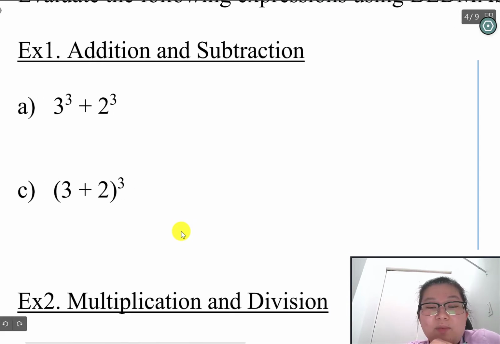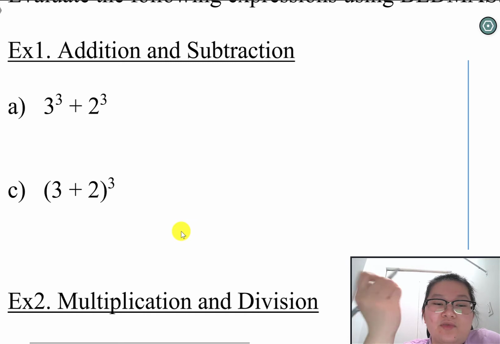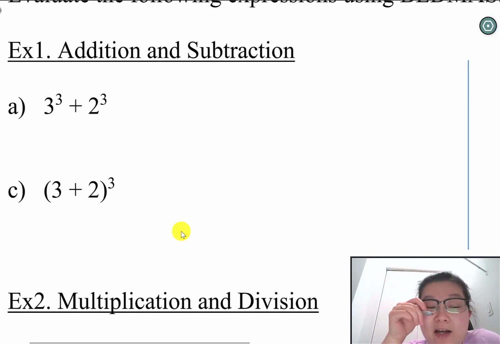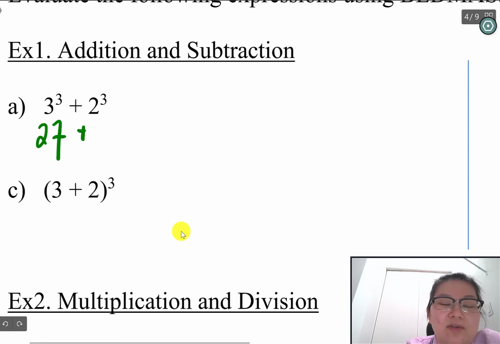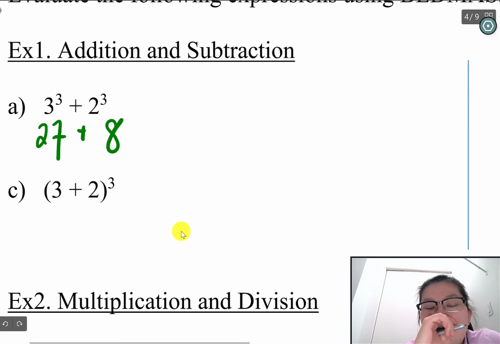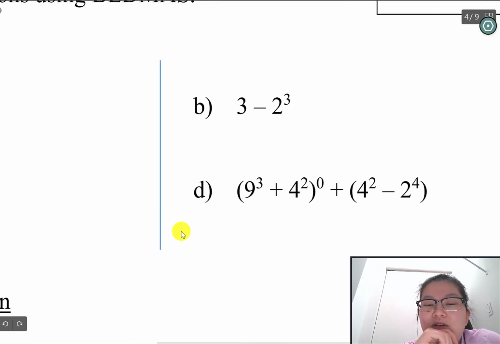With addition and subtraction, of course, adding and subtracting goes later. So here we do exponents first, since it comes earlier in BEDMAS. 3 to the power 3 is 27, plus 2 to the power 3 is 8. So that's just adding. Then we do the adding, which is 35. Okay, pretty straightforward.